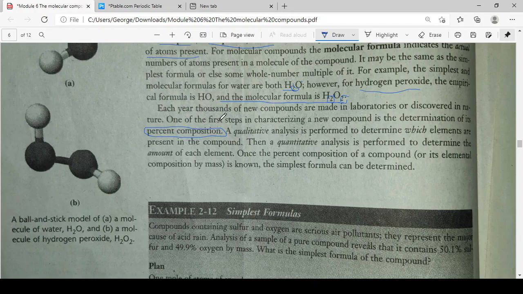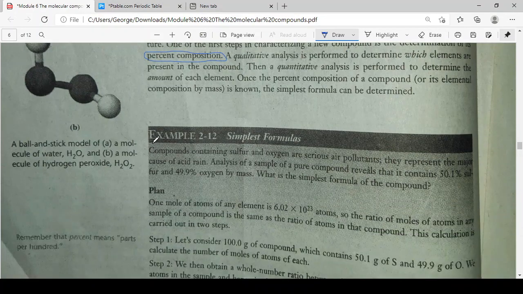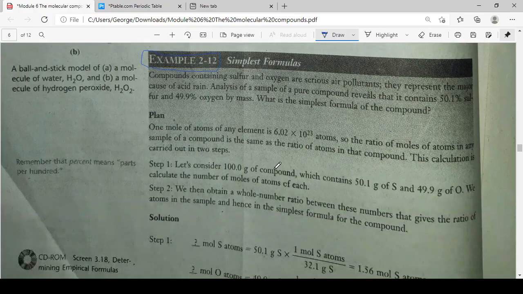So how do you determine your simplest formula? In this example 2.12, we teach you how to determine your simplest formula. First, compounds containing sulfur and oxygen are serious air pollutants. They represent the major cause of acid rain. Analysis of a sample of the pure compound reveals that it contains 50.1% sulfur and 49.9% oxygen by mass.